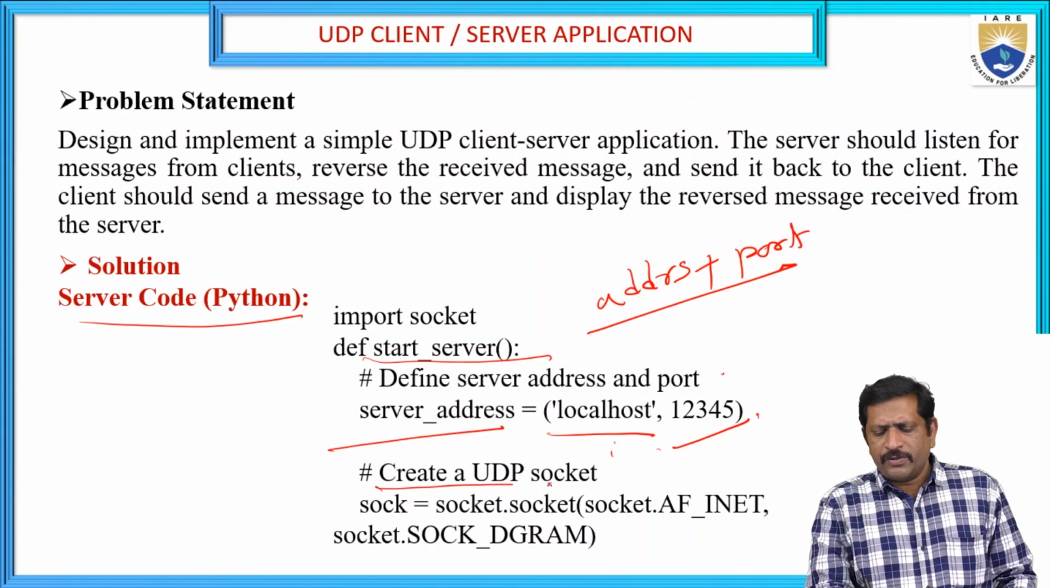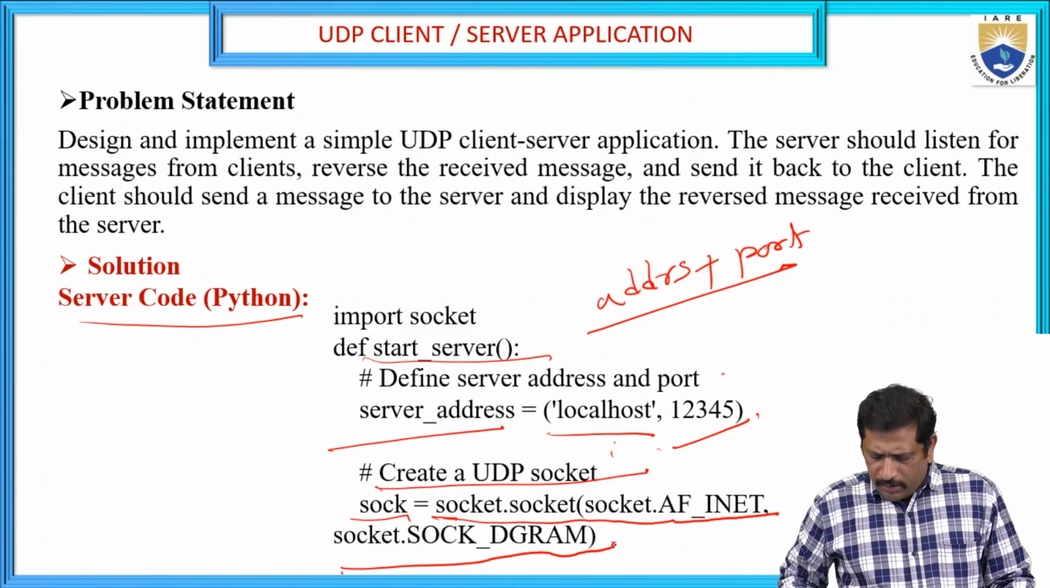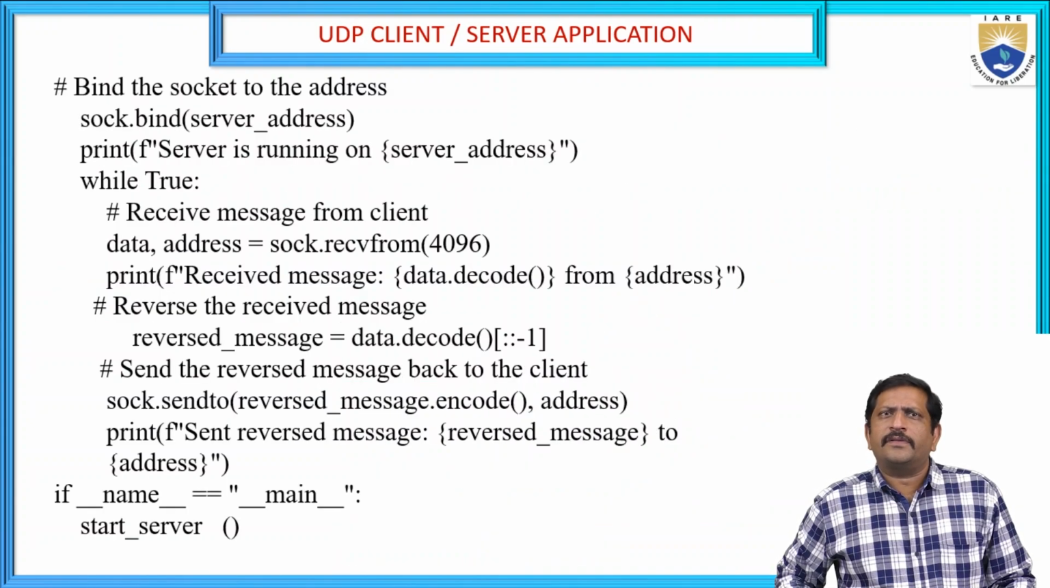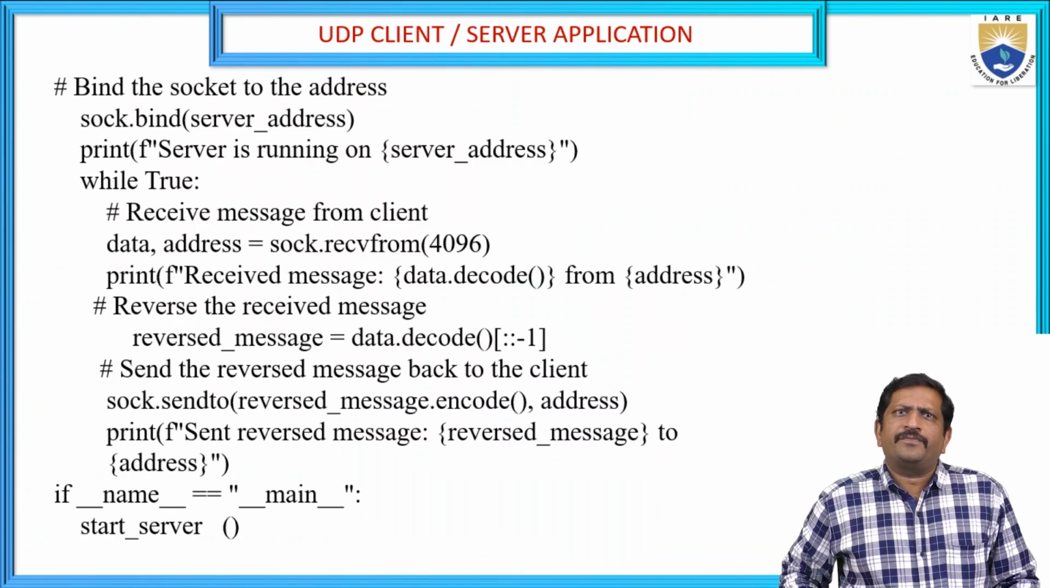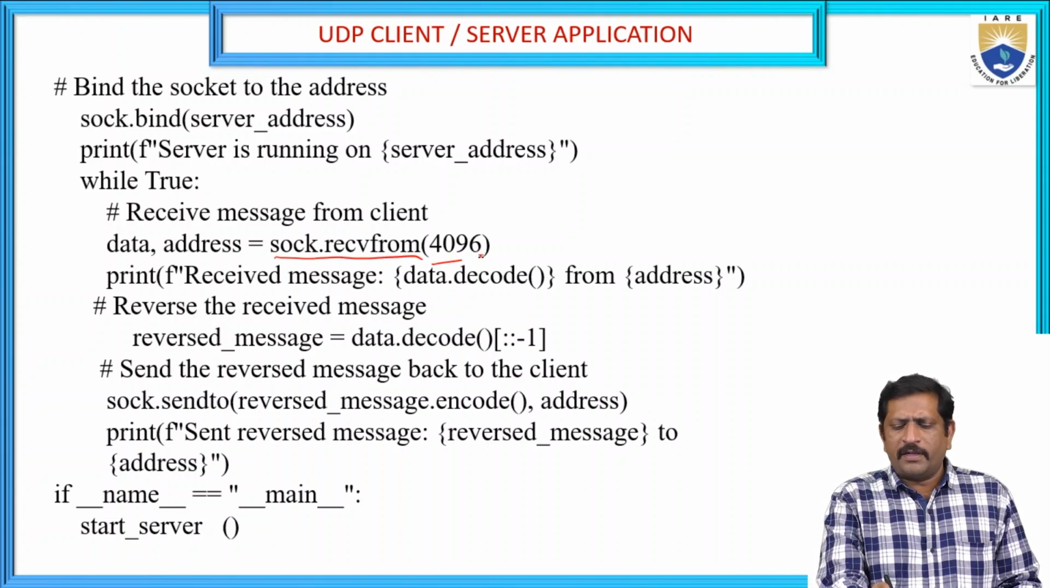Creating the UDP socket, the function is socket.socket, socket.AF_INET, socket.SOCK_DGRAM. So this creates the UDP socket. Then binding the socket to the address: sock.bind(server_address), and print that the server is running on the server address. While True, it keeps receiving the message from the client and also receiving the data and the client's address and port number. This is the client host. From this client we are receiving the data.